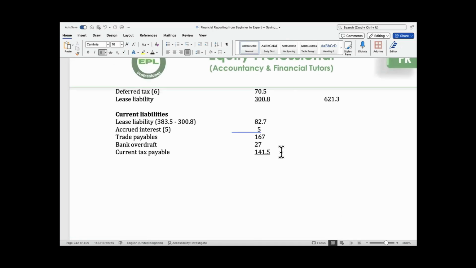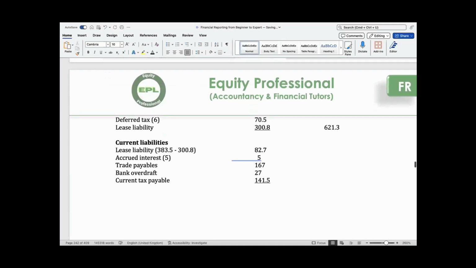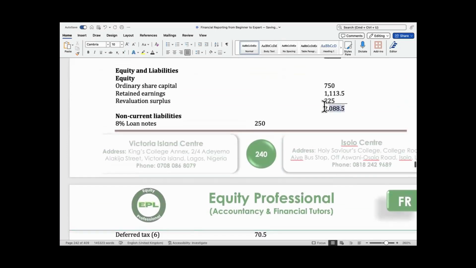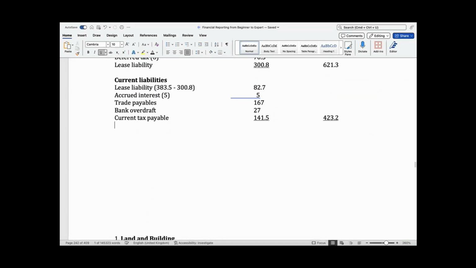Okay. So can you sum this? 82, this. Can you sum it? 423.2. Okay. So can you add 423.2 plus 621.3? What do you have? 1044.5. Can you add it to 2088.5? 3133. Balance. Which is the same thing as that.